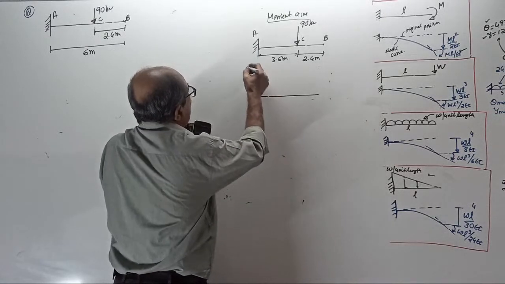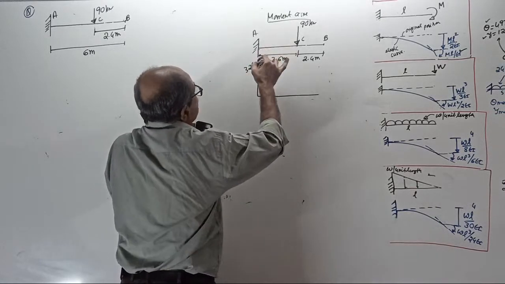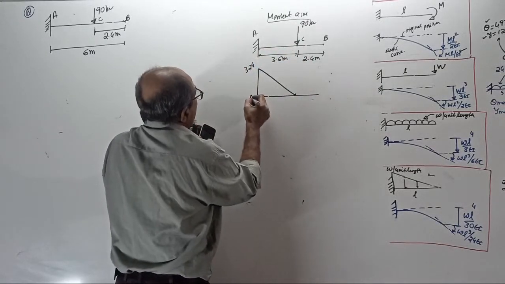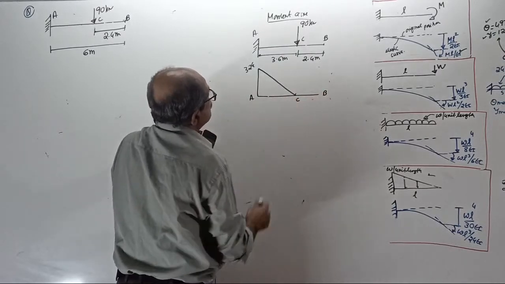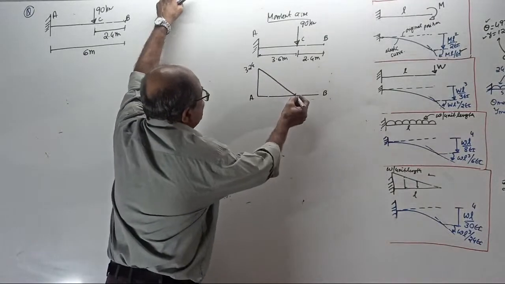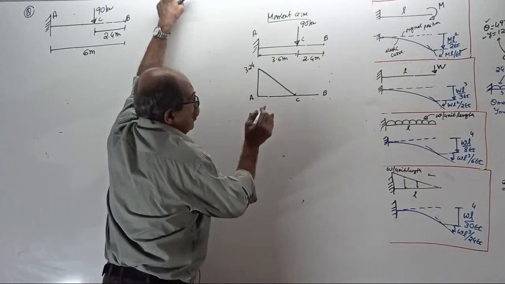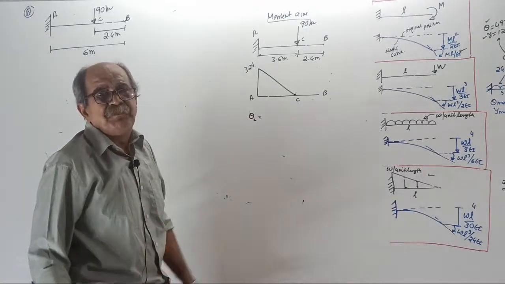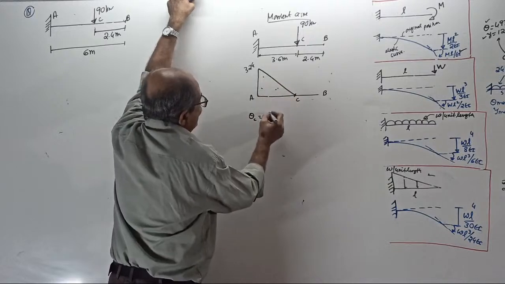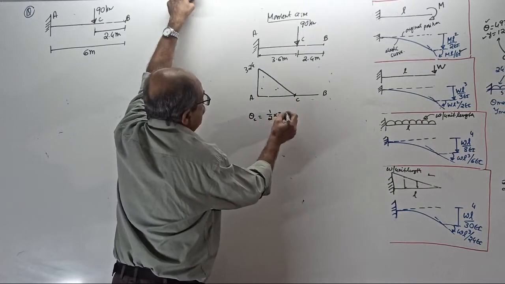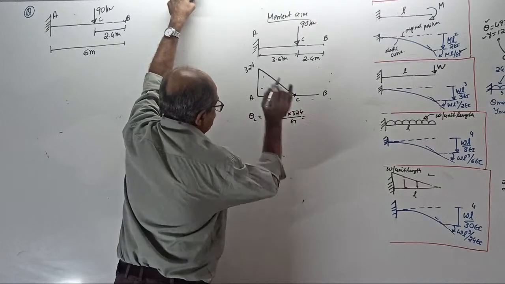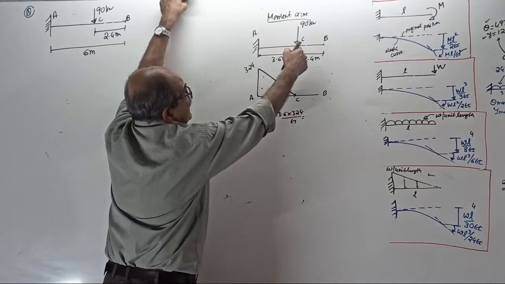324 is the BM ordinate here. Now it is a straight line. See, couple means constant. Now triangle will come. A, B, C. Now start. I want theta C equal to area of the BM by EI diagram between C and A, this area, half into 3.6 into 324 by EI. Okay, answer will come.